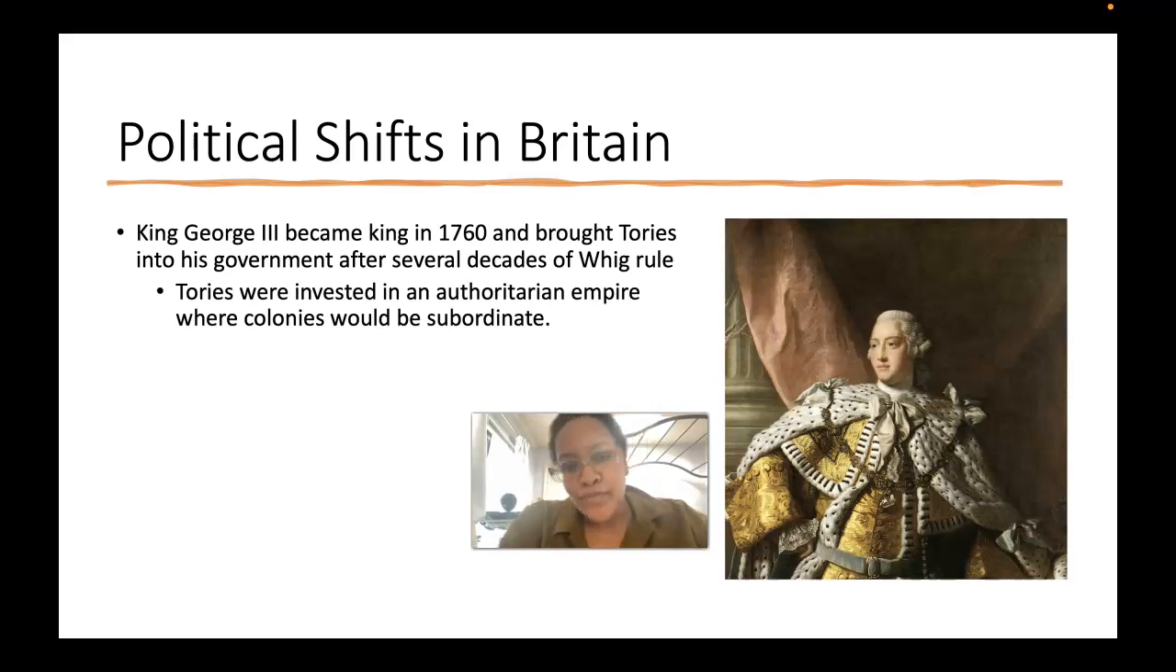And so in 1760, we see King George III becoming the king, and he brings in not a new political party, but a political party that really had not been at the forefront of rule in like 30 years. And this was the Tories. The Tories were invested in an authoritarian empire where the colonies would simply be subordinate. They would just do whatever the crown said, and that was it.